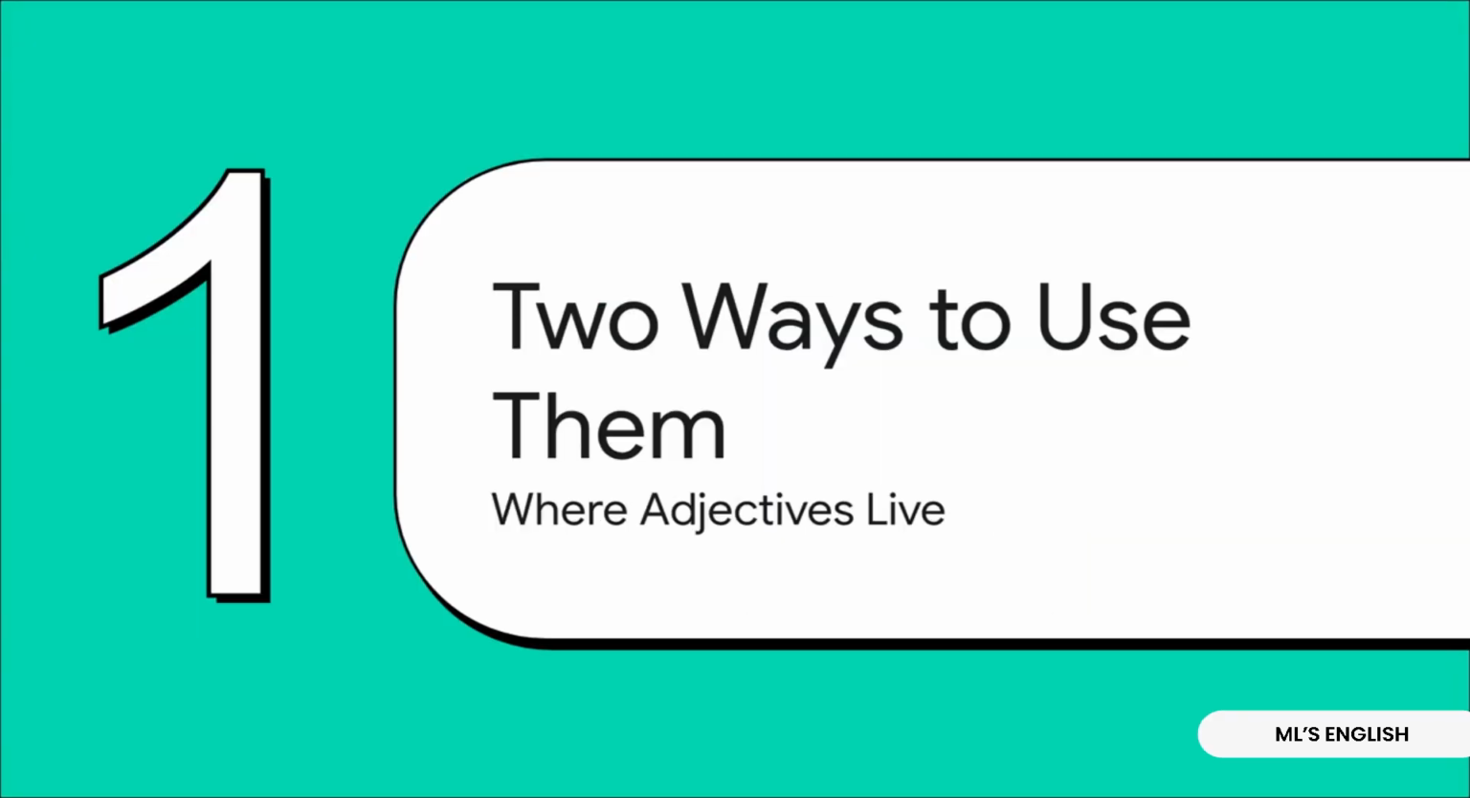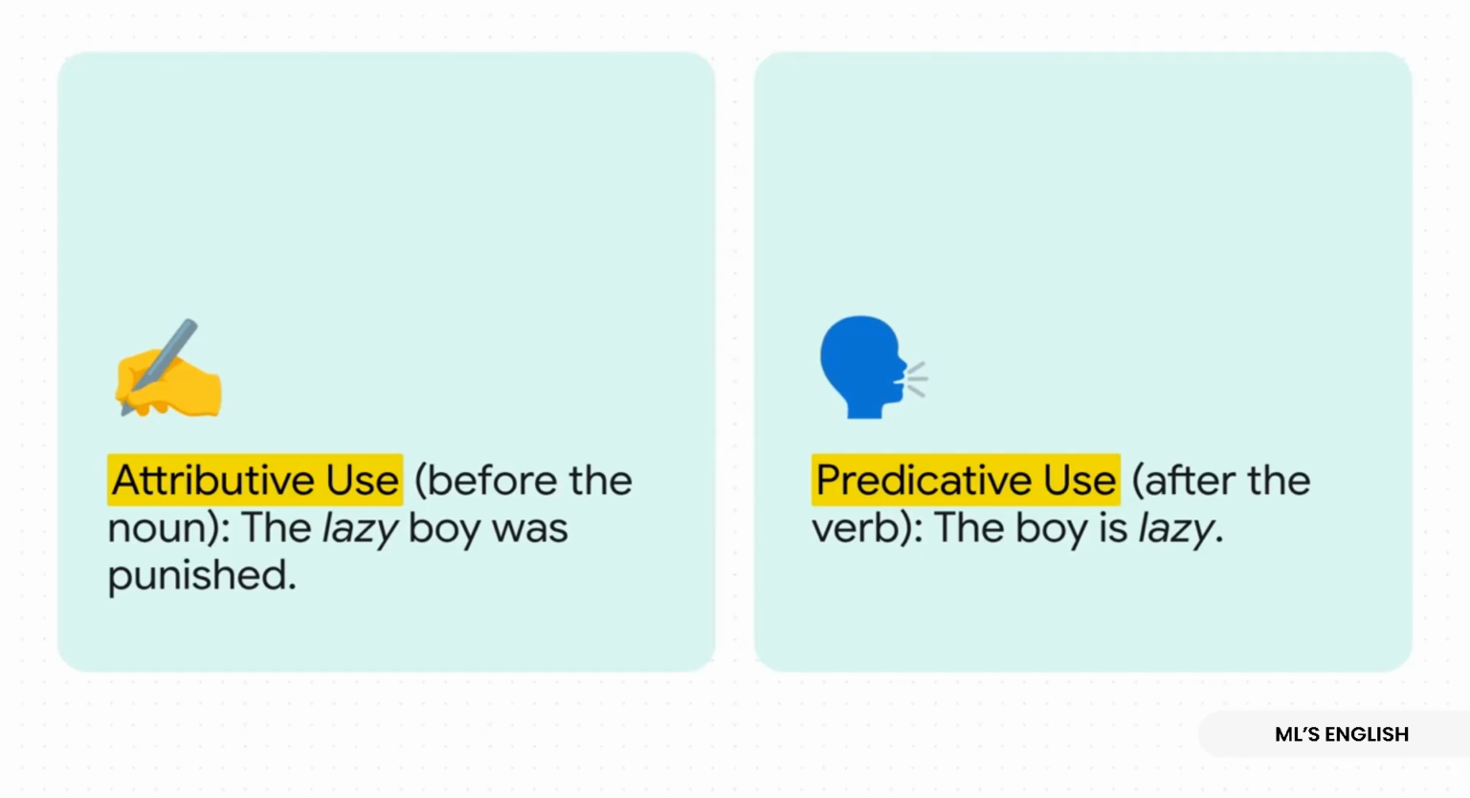All right, first things first. Where do we actually put these words in a sentence? It turns out there are two main spots, and knowing both gives you a ton of flexibility when you're speaking or writing. What's so great about adjectives is their flexibility.